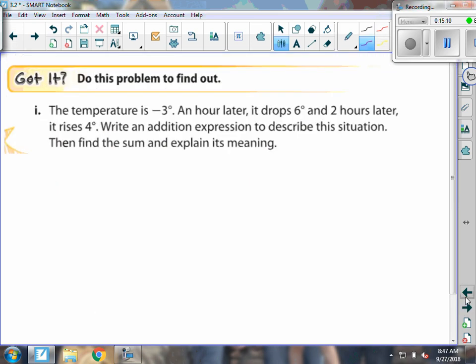Okay, so take a moment to copy this down and go ahead and work this one out. So again, you need to write an addition sentence, find the sum, and explain its meaning. So I need all 3 parts to that.